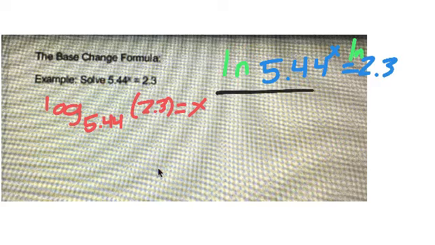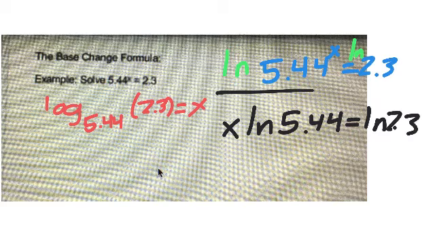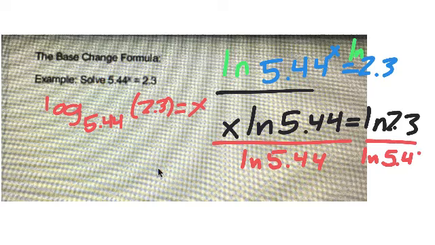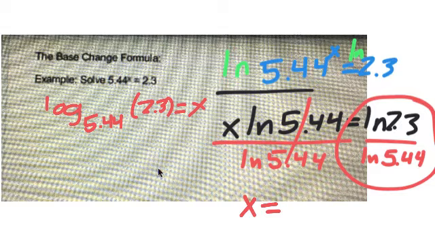Now on the left side, I have a natural log of 5.44 raised to the x. Inside the argument, I have a power, and I can rewrite the power as multiplication out front. So we would rewrite that to be x times natural log of 5.44 equals the natural log of 2.3. Then we would solve, get x by itself. X is being multiplied by the natural log of 5.44, so we divide by the natural log of 5.44 on both sides. That tells me x equals the natural log of 2.3 divided by the natural log of 5.44. Again, this is called the change of base formula, because we changed the base to be a base e by taking a natural log of both sides.